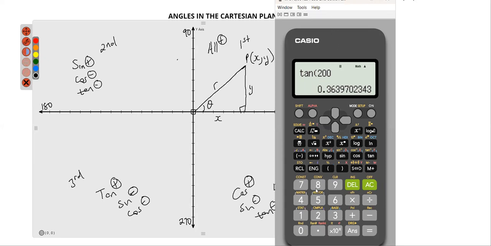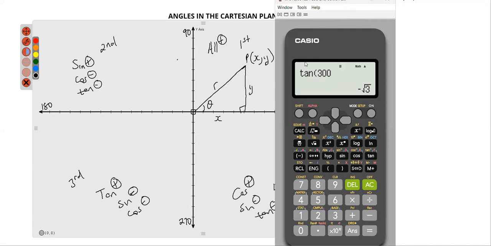So if you have any angle between 270 and 360, we can take 300. If you say sine 300, you see a negative. If you say cos 300, that is going to be a half. If you say tan 300, you see that it is negative. So only cos is positive in the fourth quadrant.